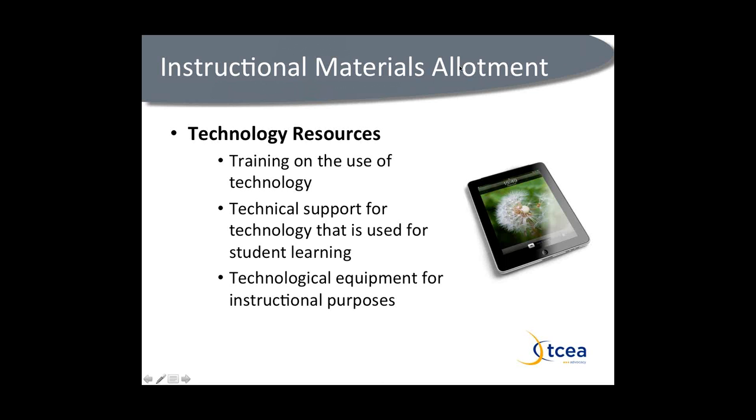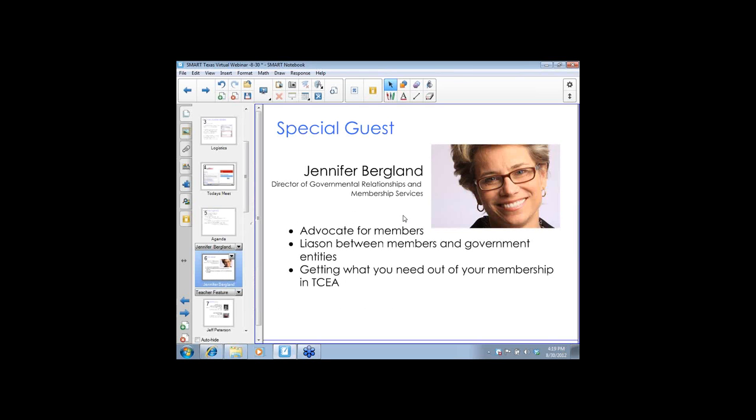Thank you, Jennifer. That was fabulous. I didn't really spend a lot of time on who you are, but I wanted to remind people that your official title is Director of Governmental Relationships and Member Services. If you're not getting what you need out of TCEA, she advocates for the members, and so she's the liaison. She's a great resource that you can reach out to, so definitely reach out to her and see what you can do.